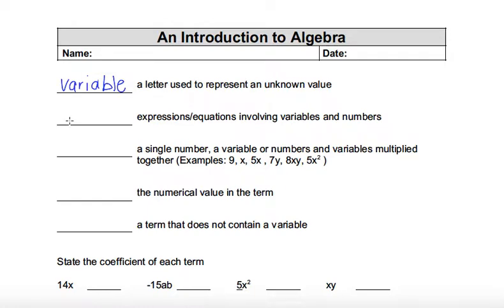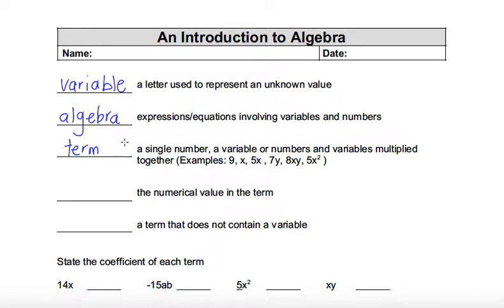Algebra refers to expressions or equations involving variables and numbers. So a combination of letters and numbers is what we refer to as algebra. You're going to need to know the definition of the word term, because we're going to use term when we look at a lot of our expressions in algebra as we continue throughout this unit.